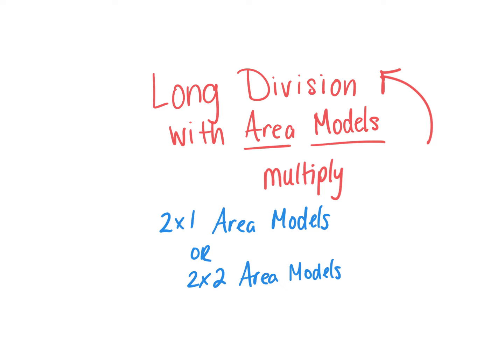If you want to see a video on how we actually use area model for multiplication, jump back over to the YouTube channel and there are two there for you. One is a 2 by 1, so a 2-digit factor by a 1-digit, and the other one is a 2 by 2. So hop on over there and check that out before you watch the rest of this if you're still unsure about area models.